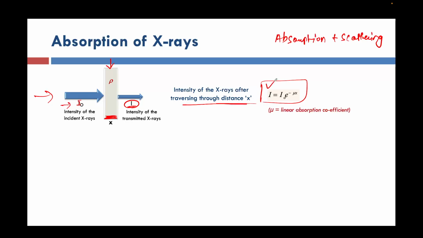So here I is the intensity of my transmitted beam. I naught is the intensity of my incident beam, which is known to me. e is the exponential, and x I know here. What is x? x is the distance through which, or the thickness of, my material, right? Here there is an unknown quantity which is known as mu. This mu is known as the linear absorption coefficient. What does it signify? It signifies how much the material is able to absorb this X-ray.